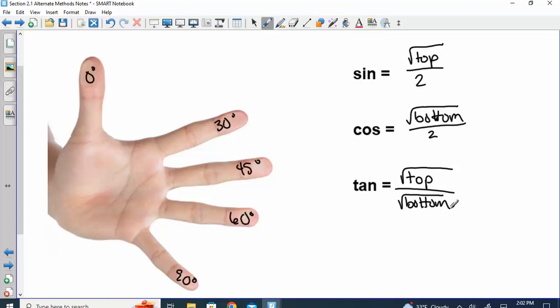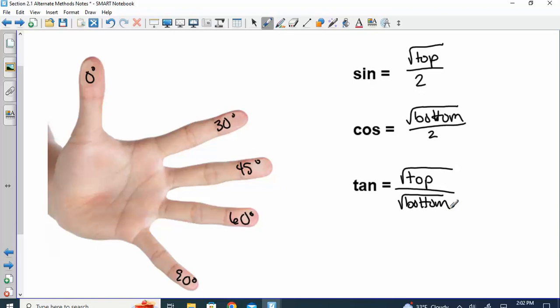Cosine of 90. How many fingers are below the one I'm holding in? So square root of 0 divided by 2 is 0. Tangent, square root of the top over square root of the bottom. So square root of 4 over square root of 0, undefined. So if I said tangent of 45, you fold in your 45. So it's square root of the top over square root of the bottom. So radical 2 over radical 2 is 1.